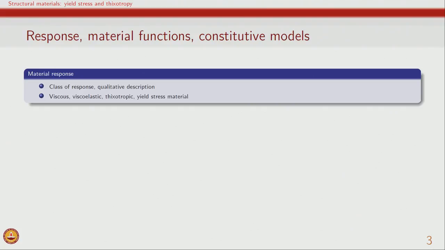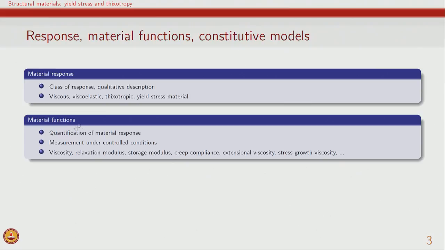We have been following this outline throughout our course. We want to observe material response and we try to classify this so that it is easier to analyze, and we have seen viscous and viscoelastic response, and in the next two sets of lectures we will look at yield stress material and thixotropic response. The idea here is to qualitatively first try to describe what we mean by this class of response, and therefore, that is what we will do.